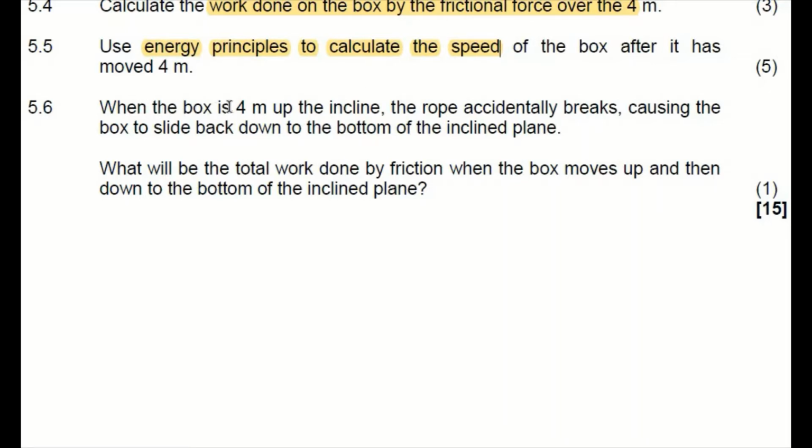And they say when the box is 4 meters up the incline, the rope accidentally breaks, causing the box to slide back down to the bottom of the inclined plane. And they're asking us what would be the total work done by friction when the box moves up then down to the bottom of the inclined plane. So we're going to do all of this.